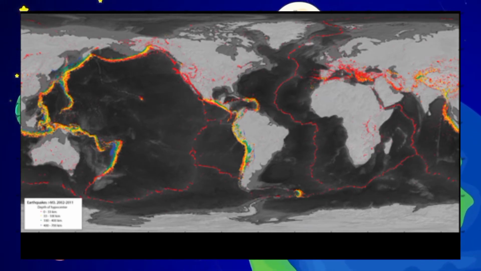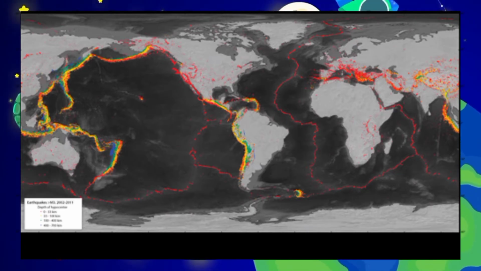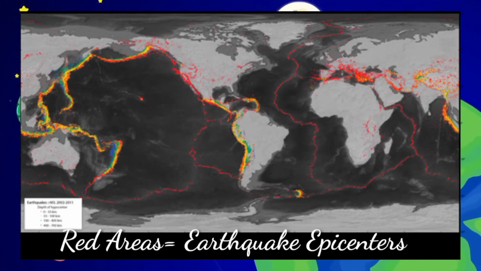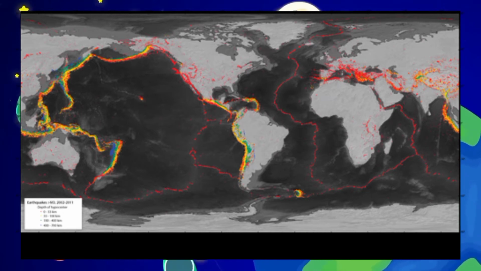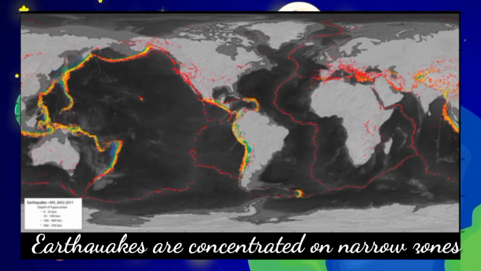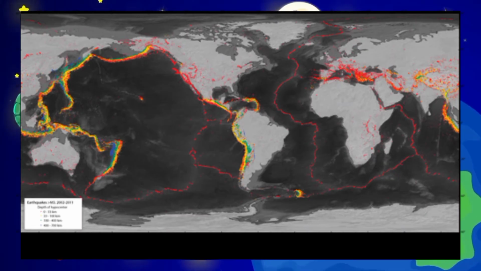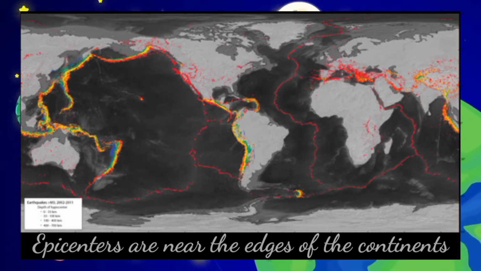Yes, this map shows the earthquake distribution around the world. The red areas of the map are the earthquake epicenters. Take note of the areas where they are closely situated. Based on the map, how are earthquakes distributed? The world's earthquakes are not randomly distributed over the Earth's surface. They tend to be concentrated in narrow zones. And where are they situated? Some are located near the edges of the continents. Some are in the mid-continents while others are in the ocean.